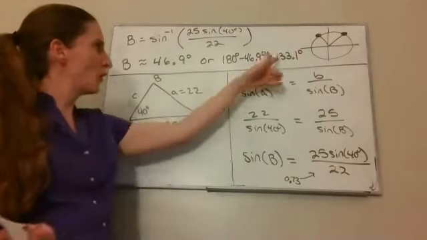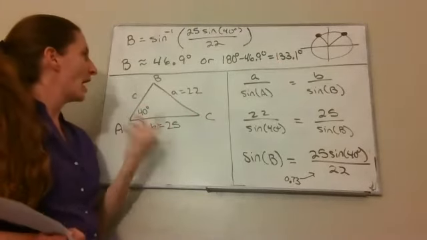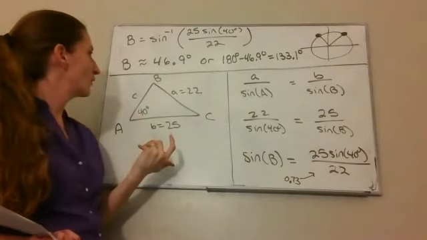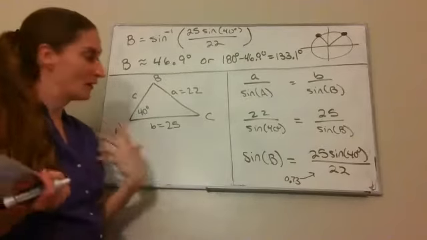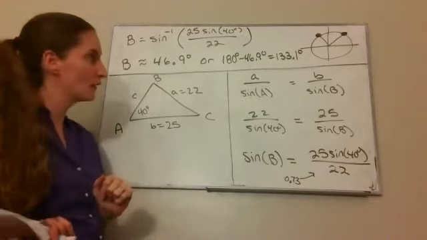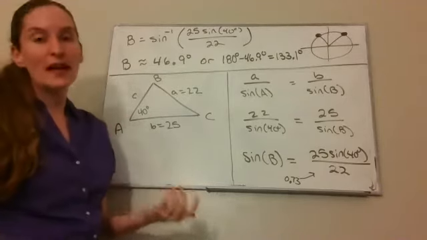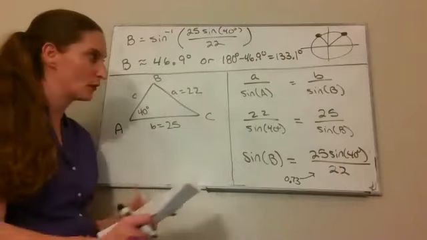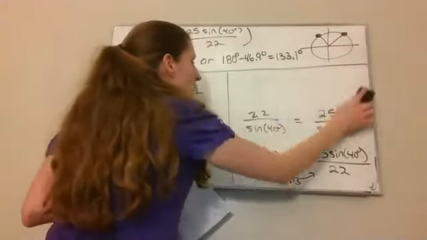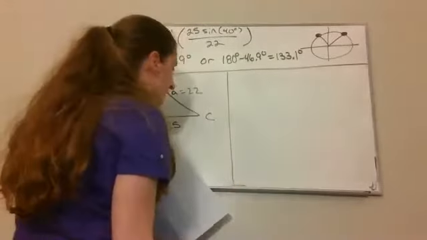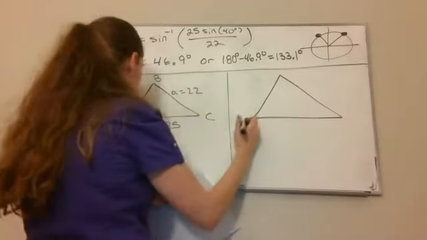If my B was 133.1, with my A being 40, they would add up to be 173.1, which is still less than 180. So it's valid because there is a possible angle for our angle C. So I have 2 possibilities for angle B this time. We're going to have 2 different triangles as a result. So let me just draw what our 2 triangles are. They're not going to be drawn to scale at all.